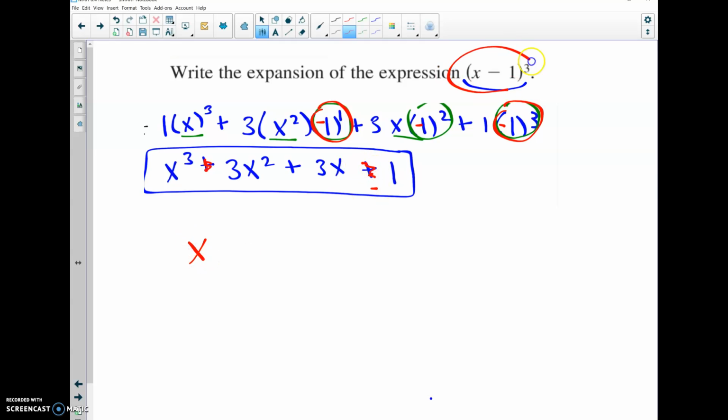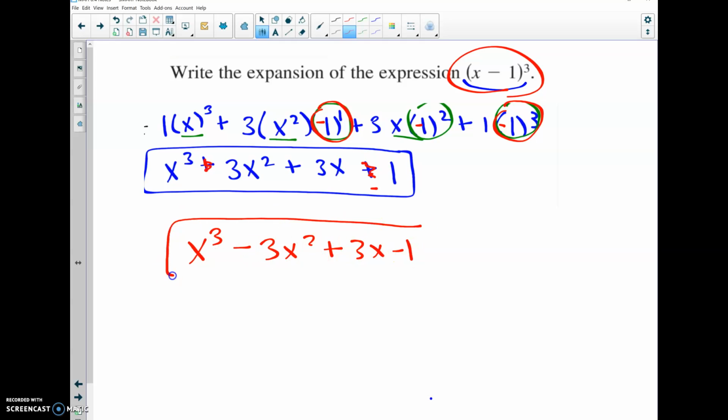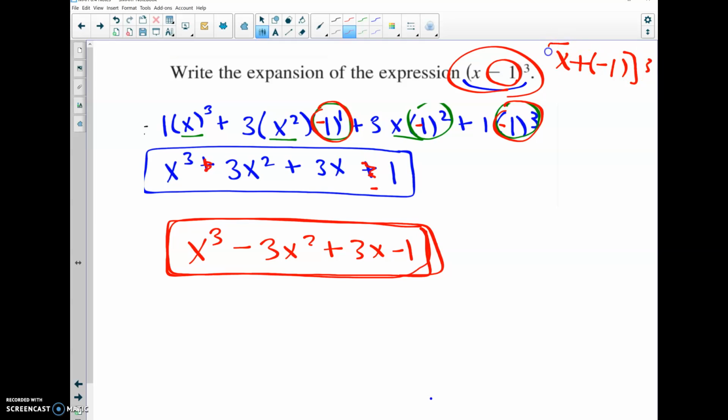So our final answer for this expansion will be x cubed minus 3x squared plus 3x minus 1. So all the work of the coefficients and the exponents stay the same, but we just have to be careful of our signs here, because technically that is x plus negative 1, that whole thing cubed.